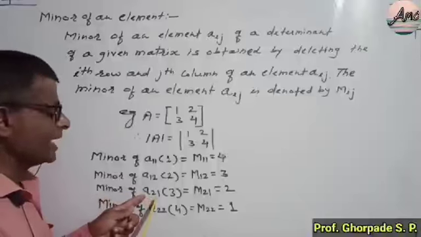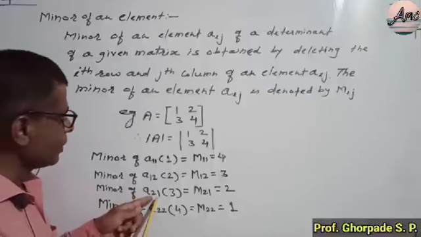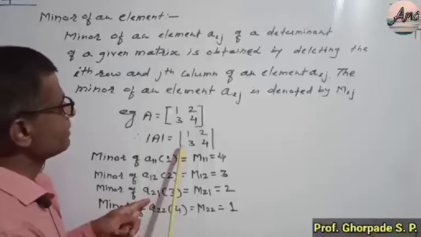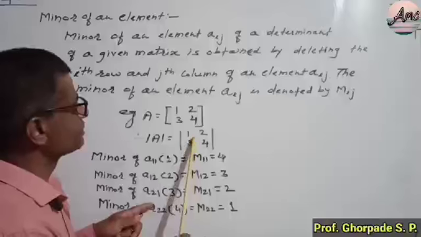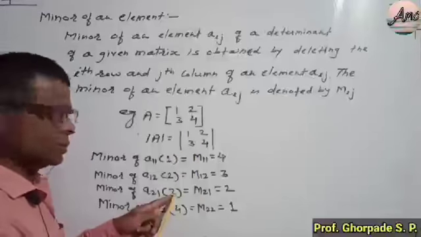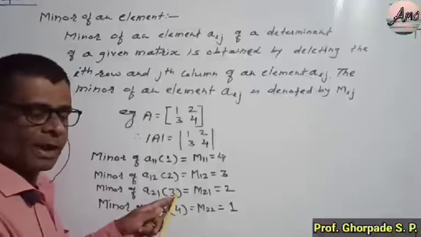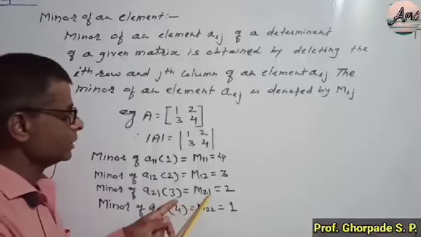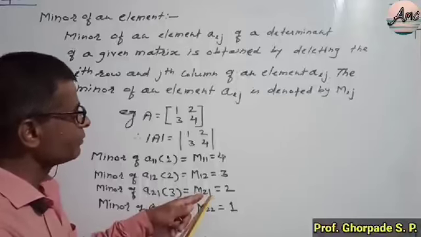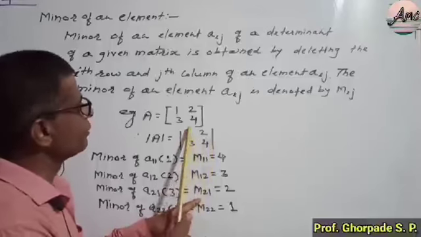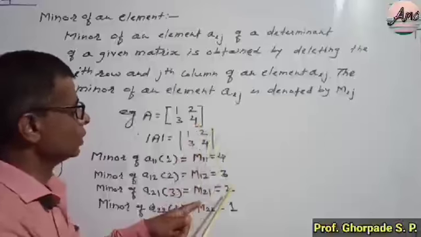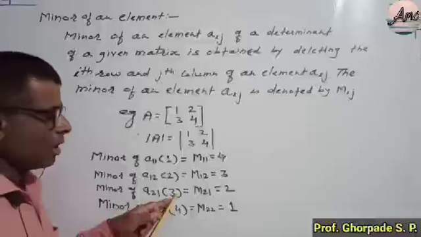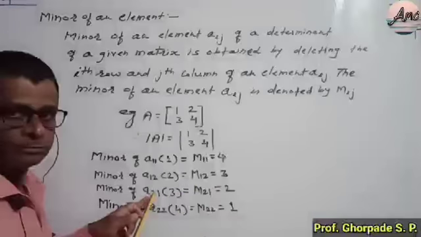Then take minor of A21. A21 is what? The element present in second row, first column. Which element is present? The element 3 is present. So here we are obtaining the minor of 3. So the minor of A21 is denoted by M21, which is obtained by deleting second row, first column. If you delete second row, first column, you will get 2. So 2 is to be considered as what? The minor of this 3 or minor of A21.